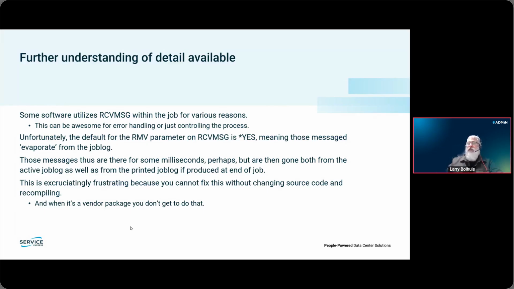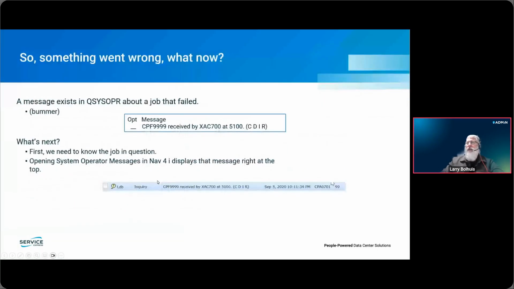So that could be frustrating. And you don't get to change the program if the received message was compiled with yes. So that's a challenge. But it can be very frustrating in that scenario. So if you are looking at an application package job log and you're frustrated that stuff's missing, that's probably what it is: received messages happening, and it's getting pulled out of the job log.